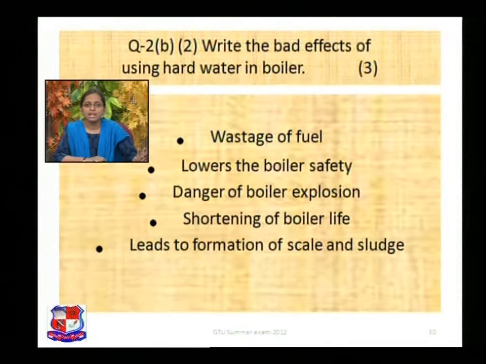It will shorten the lifetime of the boiler and it may lead to the formation of scale and sludge in the boiler. So all these things may happen if you are continuously using hard water in the boiler. For that you can explore each and every point in detail if you want, how the wastage of fuel will happen, how the boiler safety will get reduced. All these things you can discuss if you want in the 3 marks of the question.